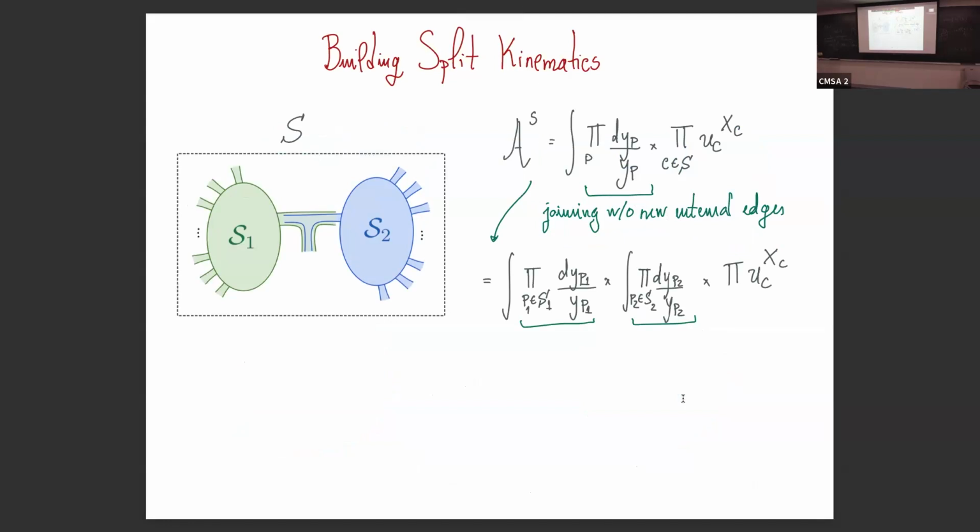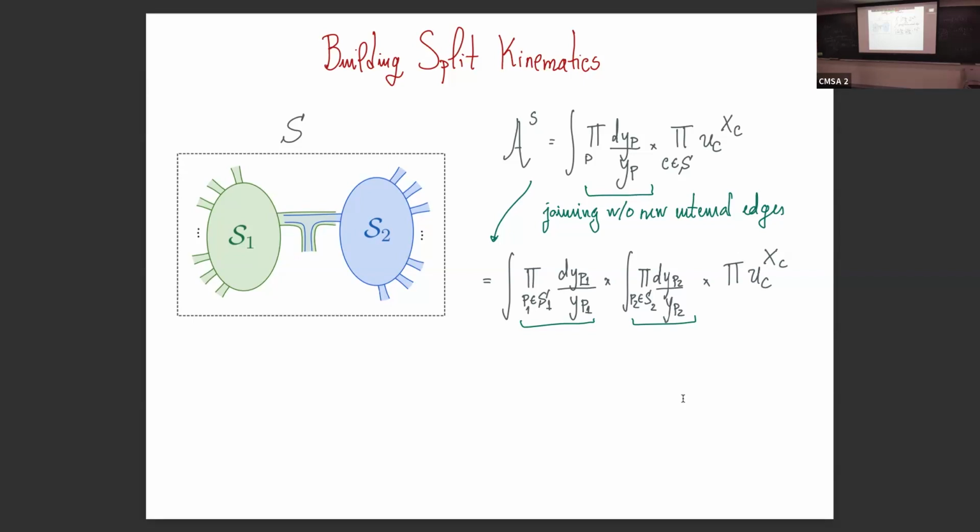We want to find kinematics in which the amplitude factorizes into the amplitudes of the two lower surfaces. So the first thing to note is precisely by this requirement that my two surfaces overlap on a triangle, the measure, which is the dy over y, where each y is associated to an internal edge, naturally factorizes into the measures of each subsurface, precisely because each internal edge either belongs to S1 or to S2. That's the thing that I required.